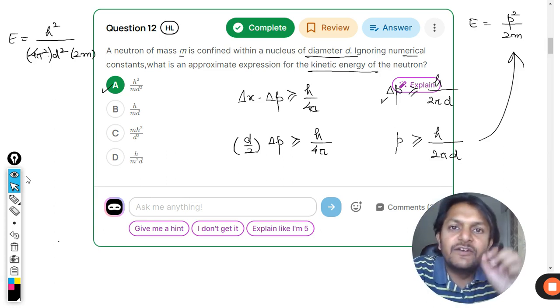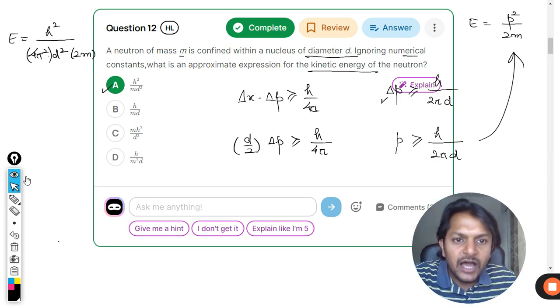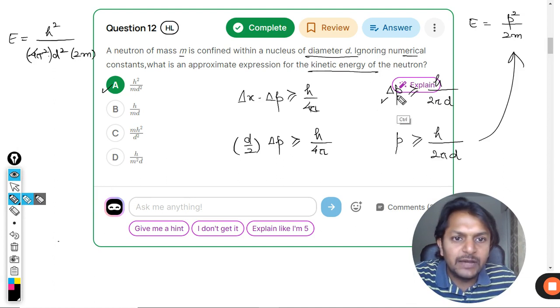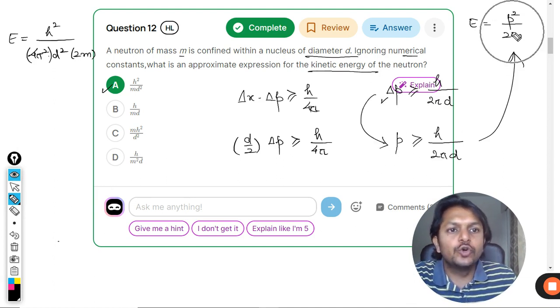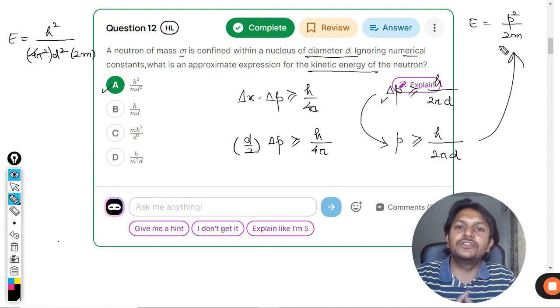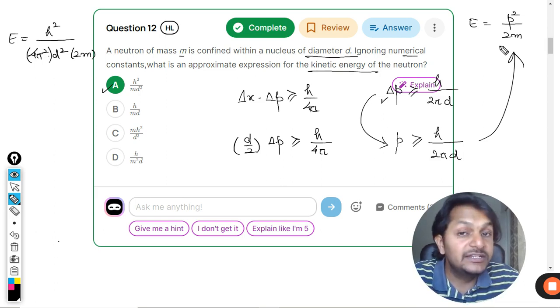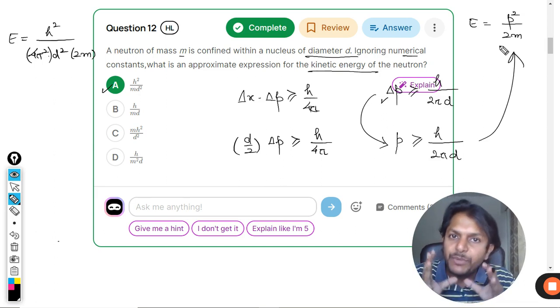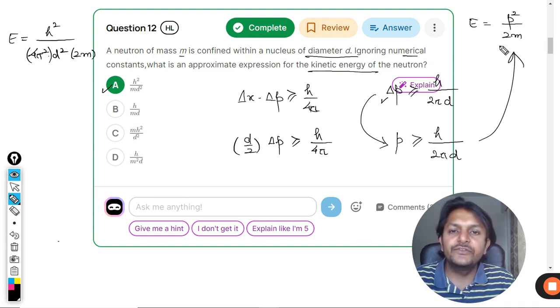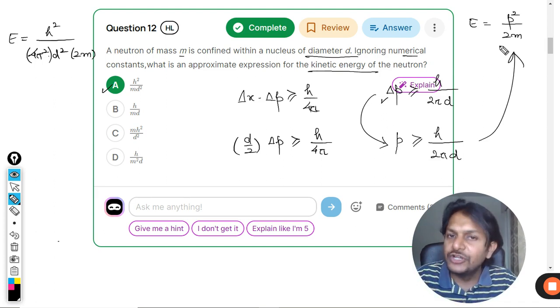Even this question is having a very important concept, that how can you treat this delta P as P, and so how can you actually substitute the value of momentum in terms of kinetic energy. Now that is a big concept. Students will be getting confused here. So this is something that you need to learn.